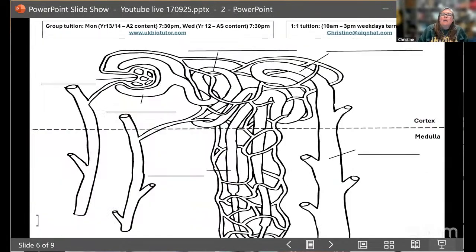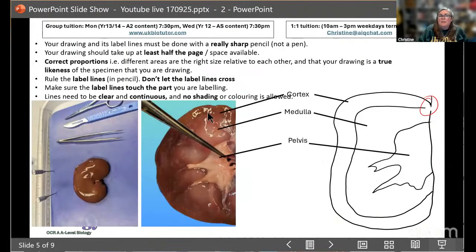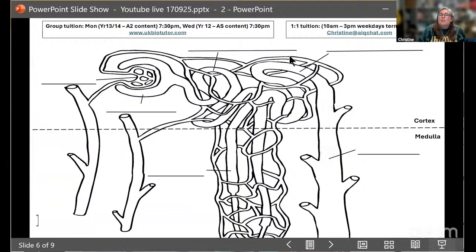Okay, so you can quite clearly see here, I've labeled with a dotted line the part which is the cortex above and the medulla below. So going back here, remember my cortex is on the outside, my medulla is underneath, on the inside. So when we're looking at a kidney nephron, we need to understand that parts of it are in the cortex and other parts of it are in the medulla.